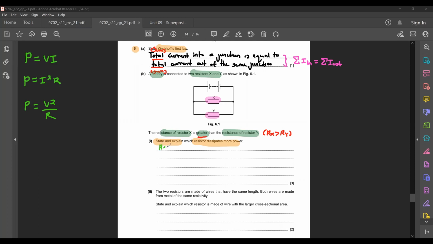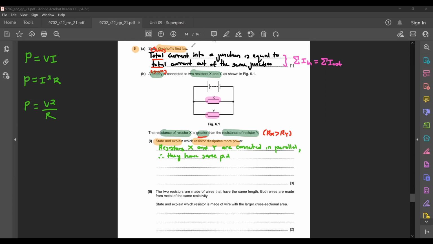So you can say that resistors X and Y are connected in parallel. Therefore, they have same PD. Okay, because X and Y are connected in parallel, they would have same PD.